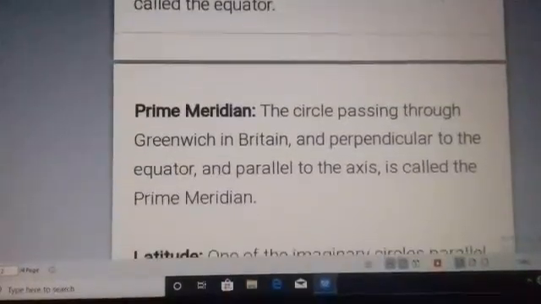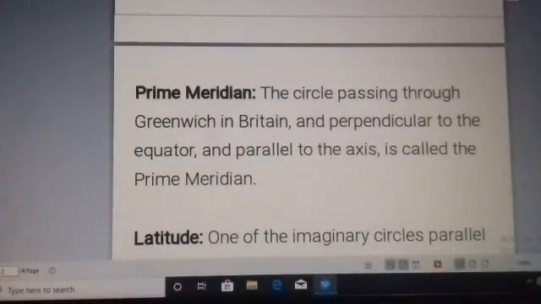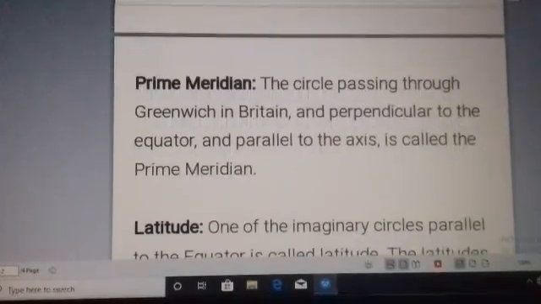Next is prime meridian. The circle passing through Greenwich in Britain and perpendicular to the equator and parallel to the axis is called the prime meridian. We learned that the imaginary vertical line running from north to south, which is passing through Greenwich, which is located in Britain, is called the prime meridian, and its value is taken to be 0 degree.